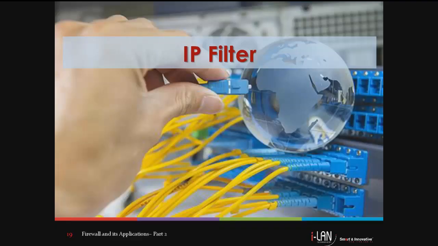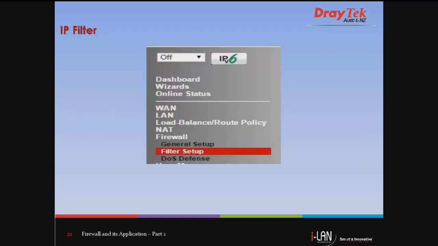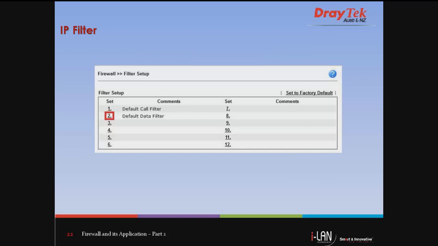We will now start looking at IP filters. Draytek router can filter the packets based on the information in their IP headers, such as source IP, destination IP, protocol, and the port number. IP filter can be configured under Firewall menu, Filter Setup. In this slide, you can see the two default filters that we discussed before in part 1 of this series.